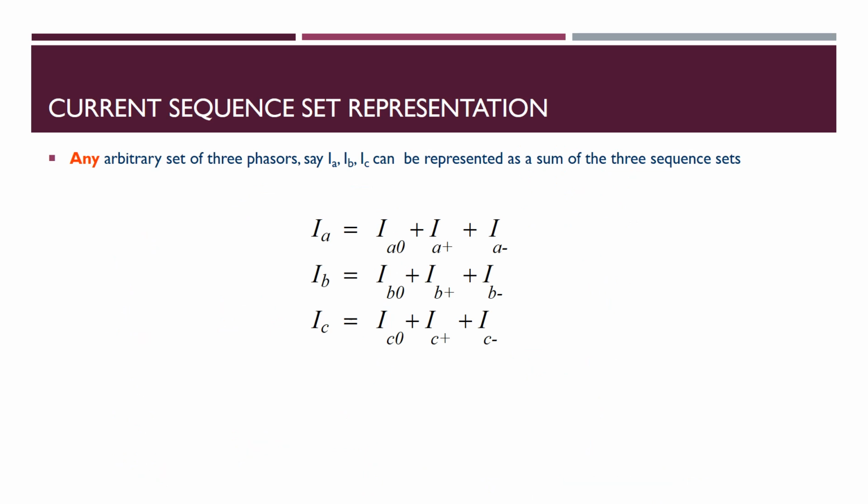right? Similarly, we can represent current values. IA equals IA0, the zero sequence, plus IA plus plus IA minus, and IB equals IB0 plus IB plus plus IB minus, and IC equals IC0 plus IC plus plus IC minus.